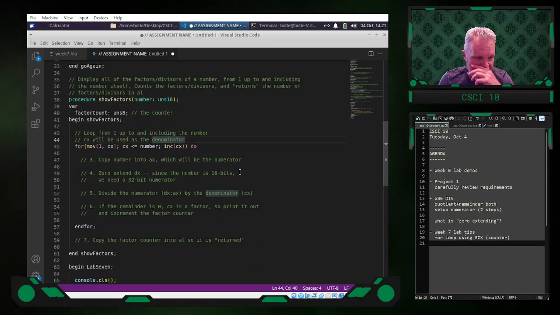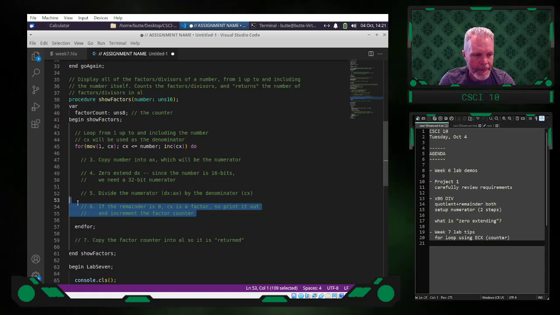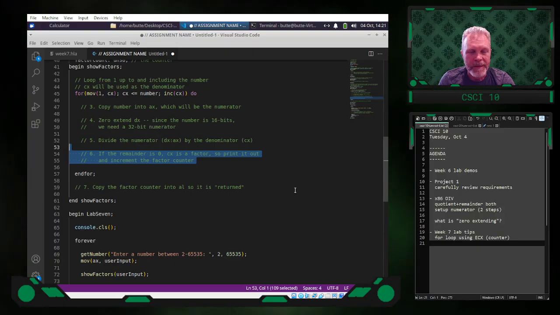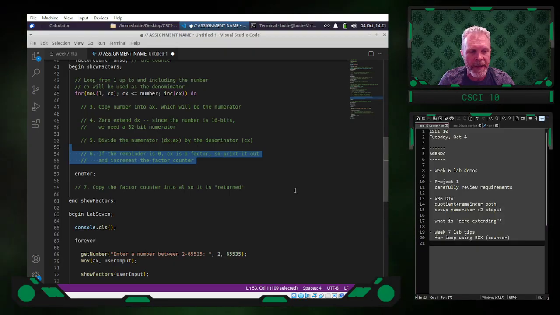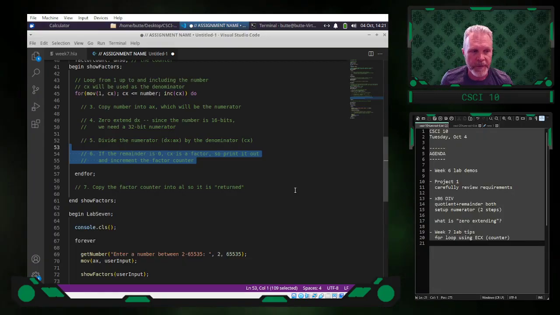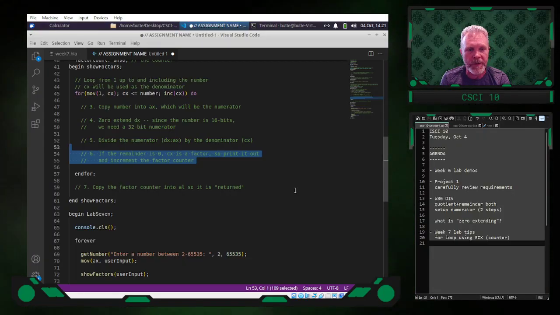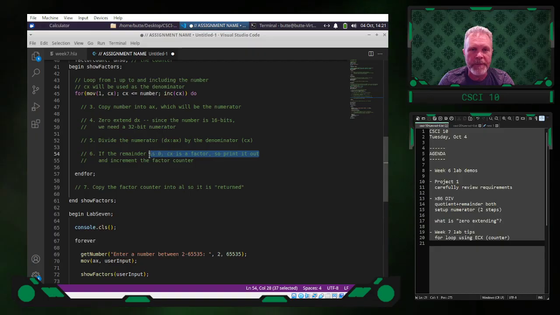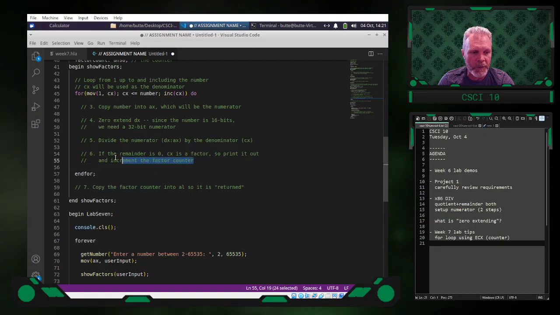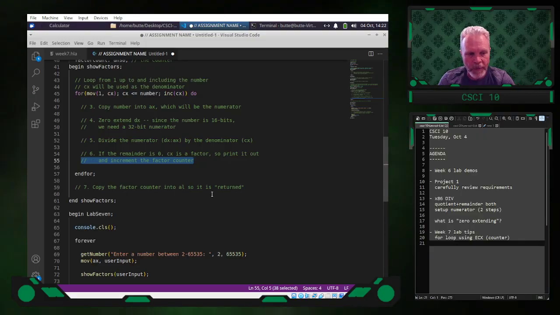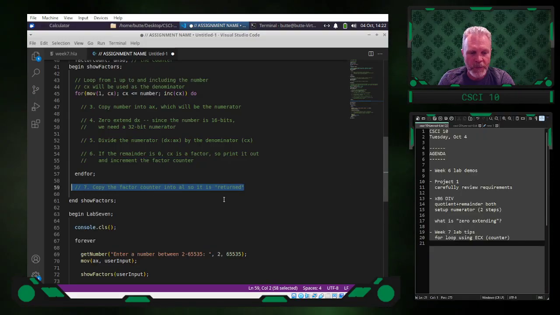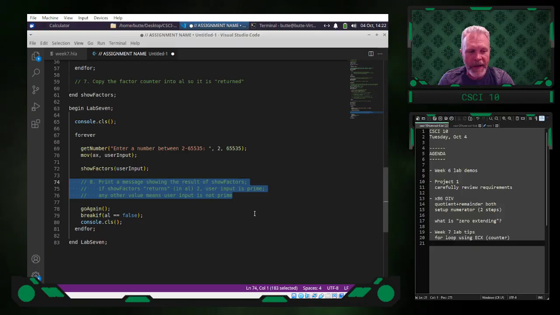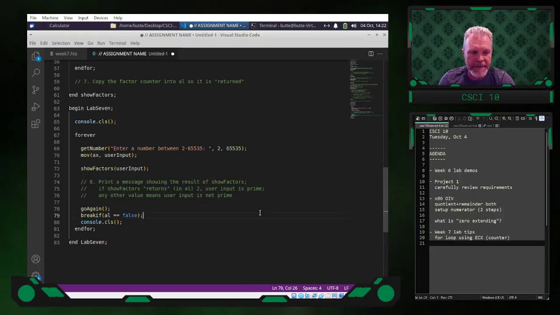Yes, so someone's asking about factor count. That's right here in the lab on number 6. Increment the factor counter. So that's where that variable comes into play, in this algorithm to show factors, it's also counting them. So we're printing out the factors as we discover them, and we're also keeping track of the count of them using that variable at the top. And then we're actually returning that value from the function. And then we are printing that return value in the main part of the loop.